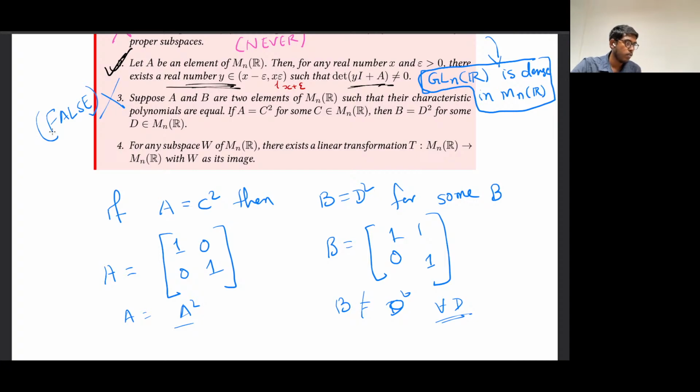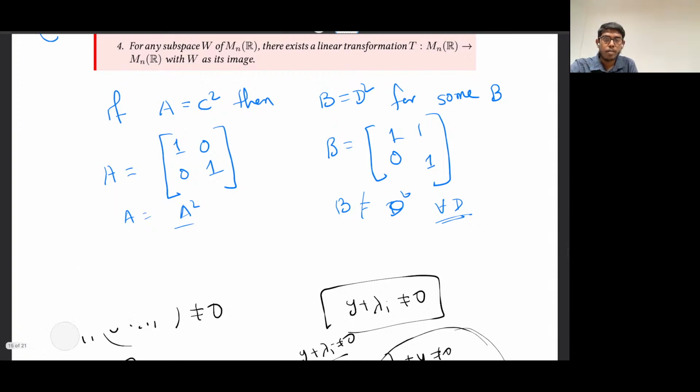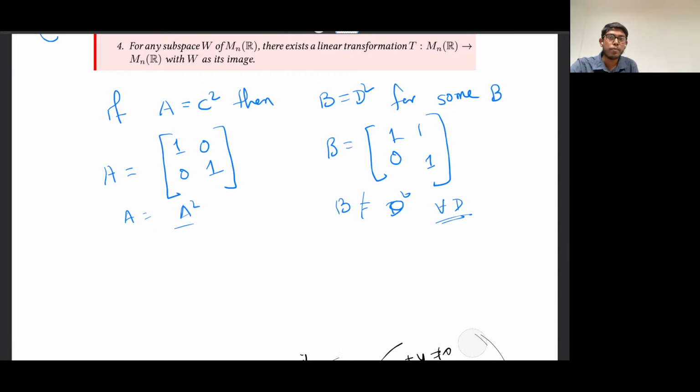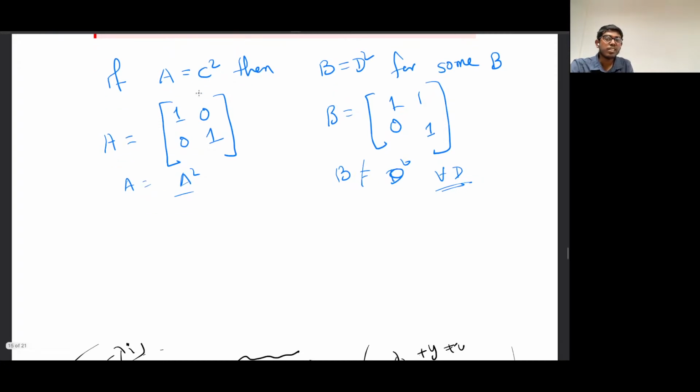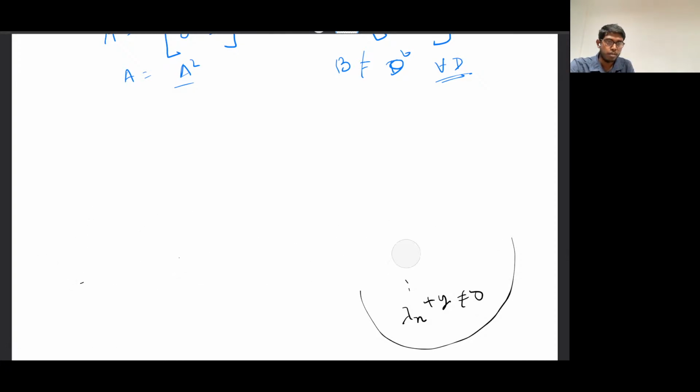What about option 4? For any subspace W of M n R, there exists a linear transformation T from M n R to M n R with W as its image. So I'll write a theorem in linear algebra which is very important and very easy to prove. You'll see that today we'll be using it various times.